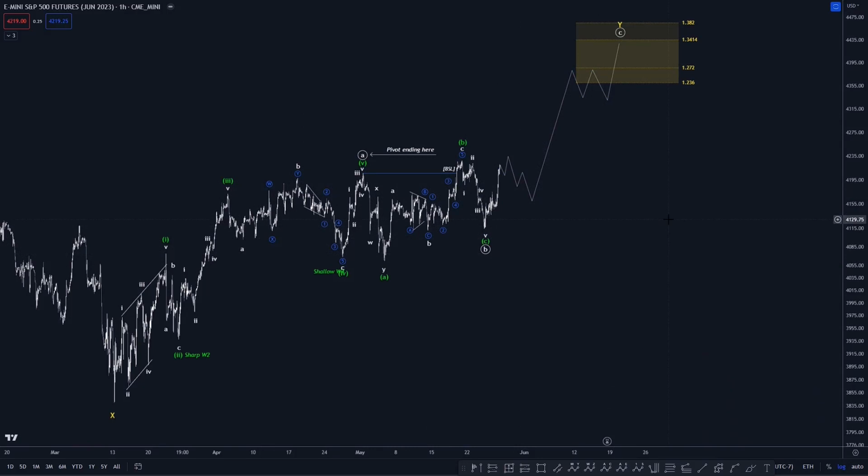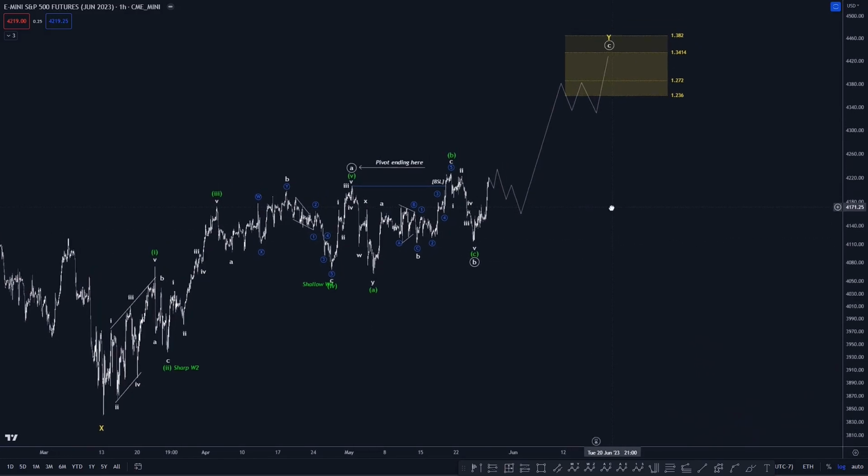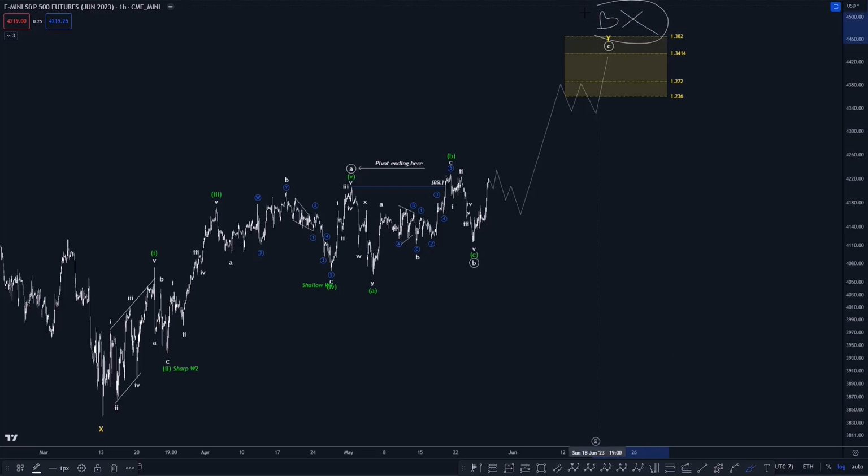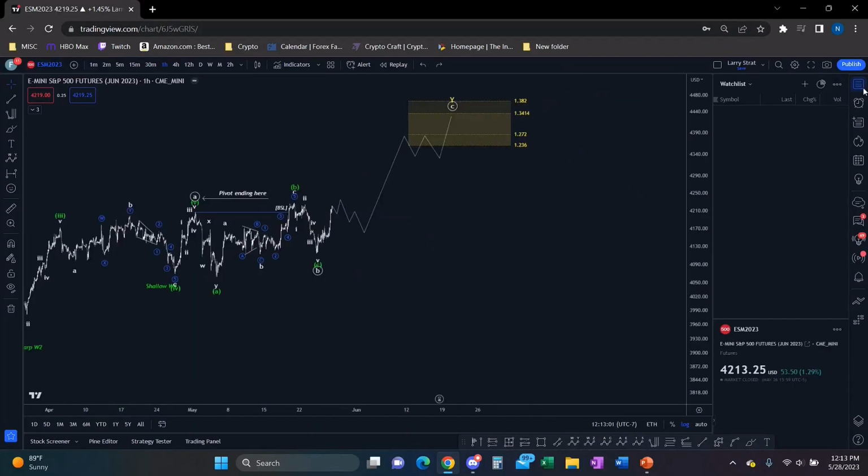So it's not impossible with all this correction going on. It is being a little bit difficult. And once again, we're in a complex B wave or an X wave. And these are the waves that get the most complex, personally, in my opinion. B and X waves, they can be the most complex out there. So that's what I have for ES.